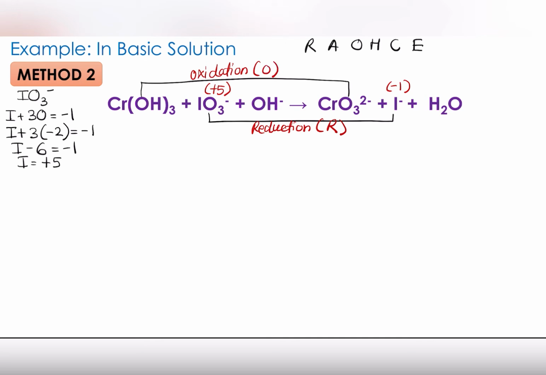So, I will use my steps now, where I write the two half equations, for oxidation and for reduction. And then tinggalkan space sedikit dekat bahagian sini, kita akan tulis dekat tengah-tengah. So I have oxidation is Cr(OH)3 produce CrO3 2 minus, and then for reduction I have IO3 minus produce I minus.